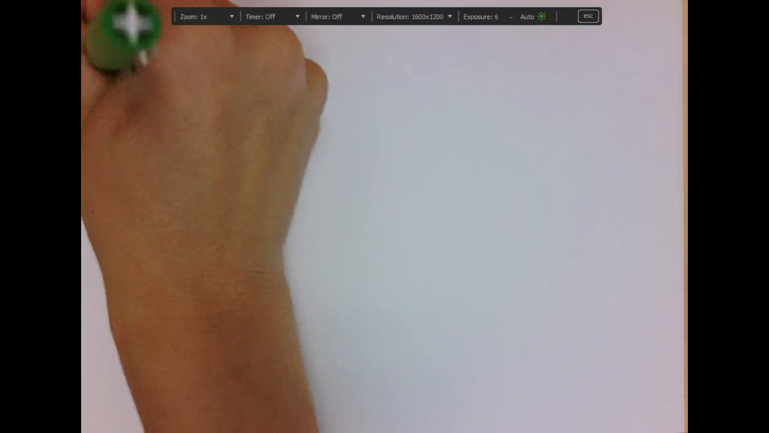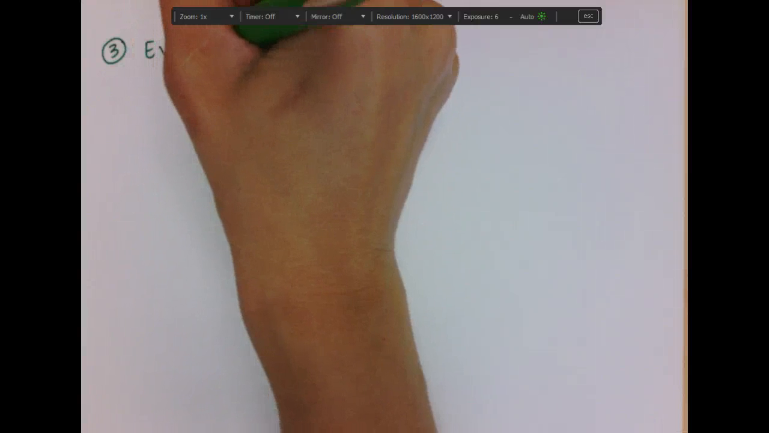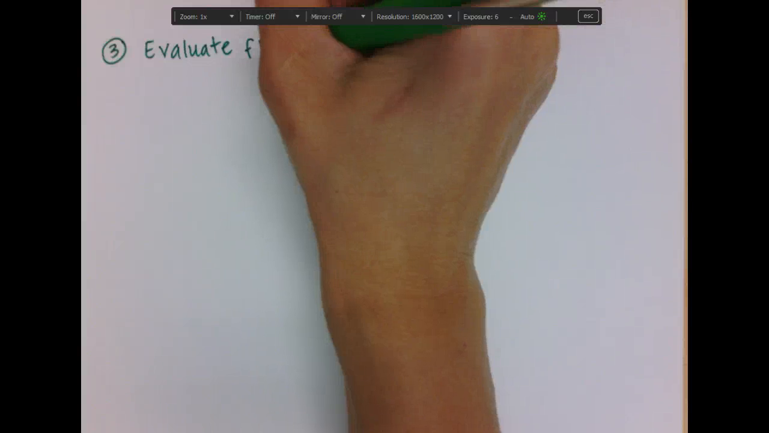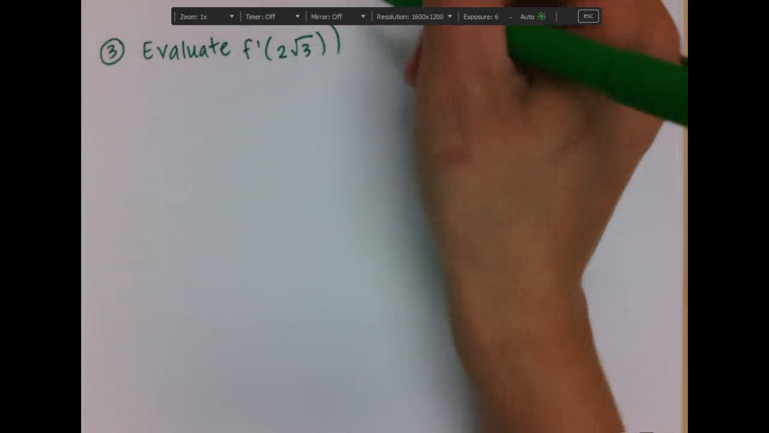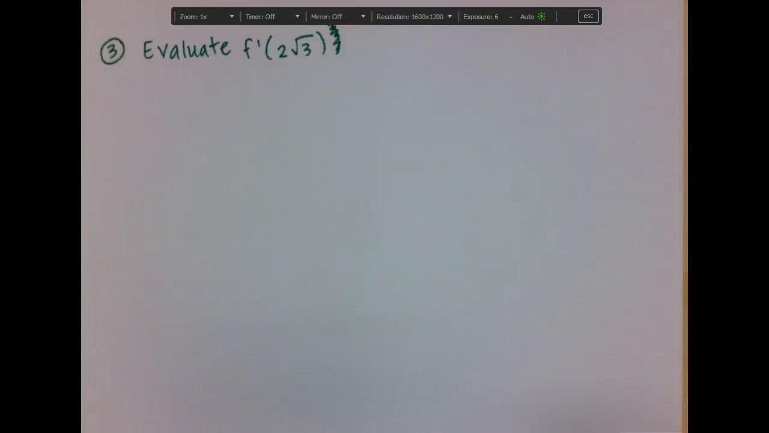In this video, we'll continue on with our solutions from the examples given in the PowerPoint. And here we go with number 3. In number 3, we want to evaluate the derivative of the given function at the x value 2 times the square root of 3. I put in an extra parenthesis there that didn't belong.